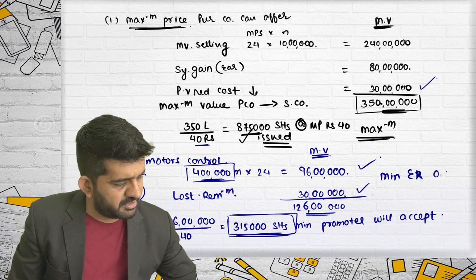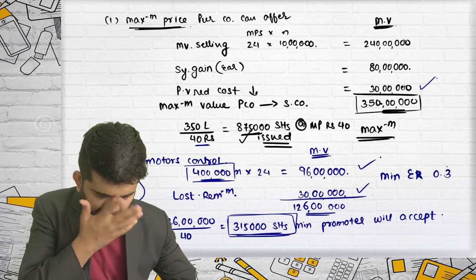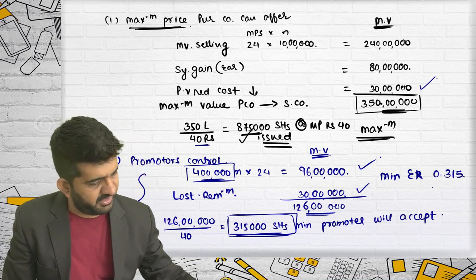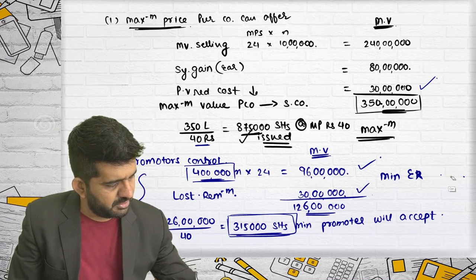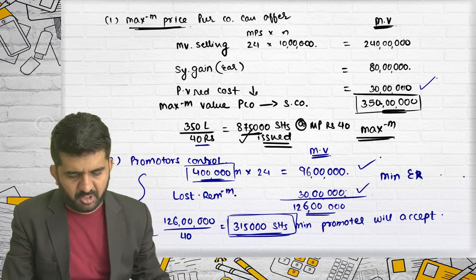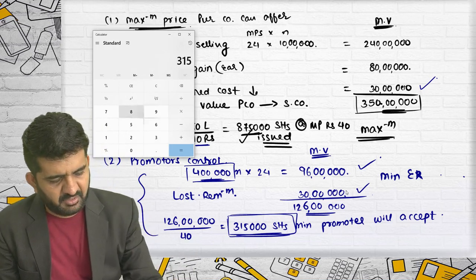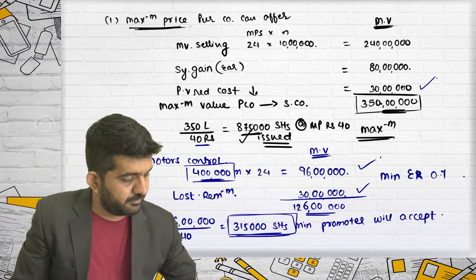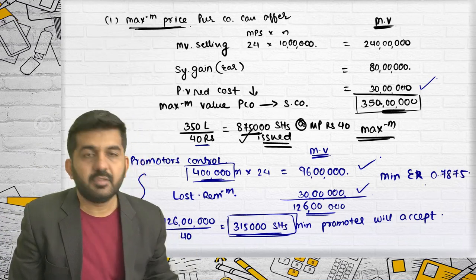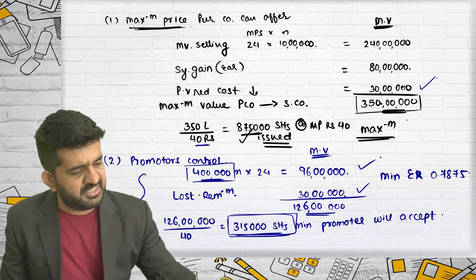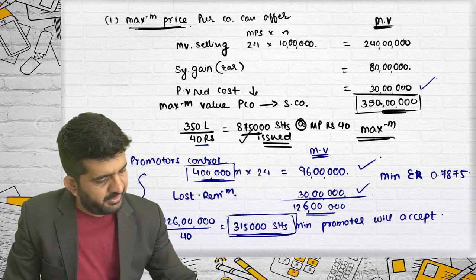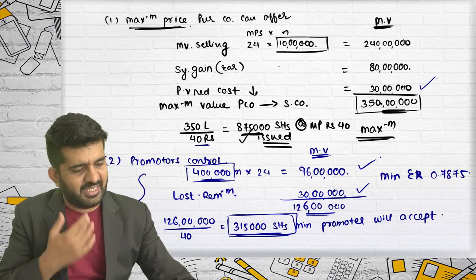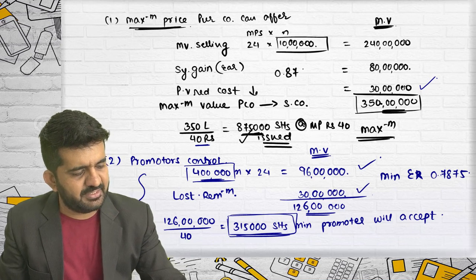which they want is 0.315. No, they were having 10 lakhs, not 4 lakh shares. So the minimum exchange ratio the promoters want is 315 divided by 400. It is 0.7875. Maximum what the purchasing company can offer is 8,75,000 shares in exchange of 10 lakh shares. That is 0.875.